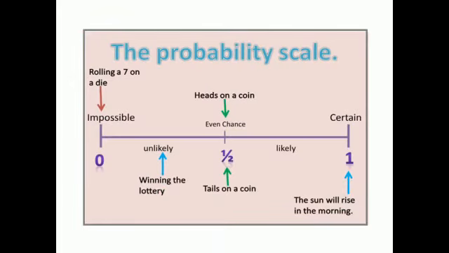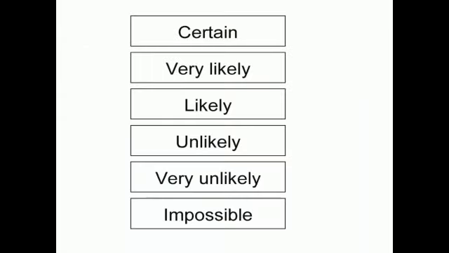Okay, so some examples are here. Rolling a 7 on a die is impossible, so we can write it as an impossible chance. Getting a head or a tail is a 50-50 chance, only 2 faces are there, so you will get 1 by 2. The sun will rise in the morning is certain. The probability scale starts with 0 and ends with 1. It's always between 0 and 1. And these are the words we are using in probability for a chance.